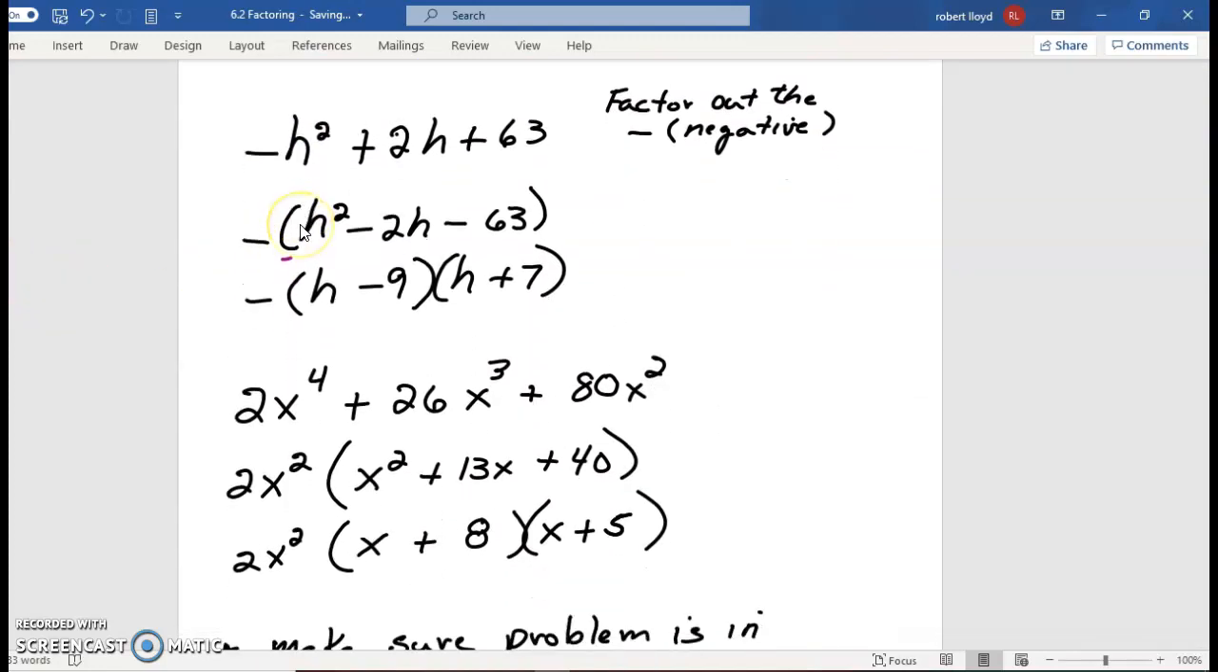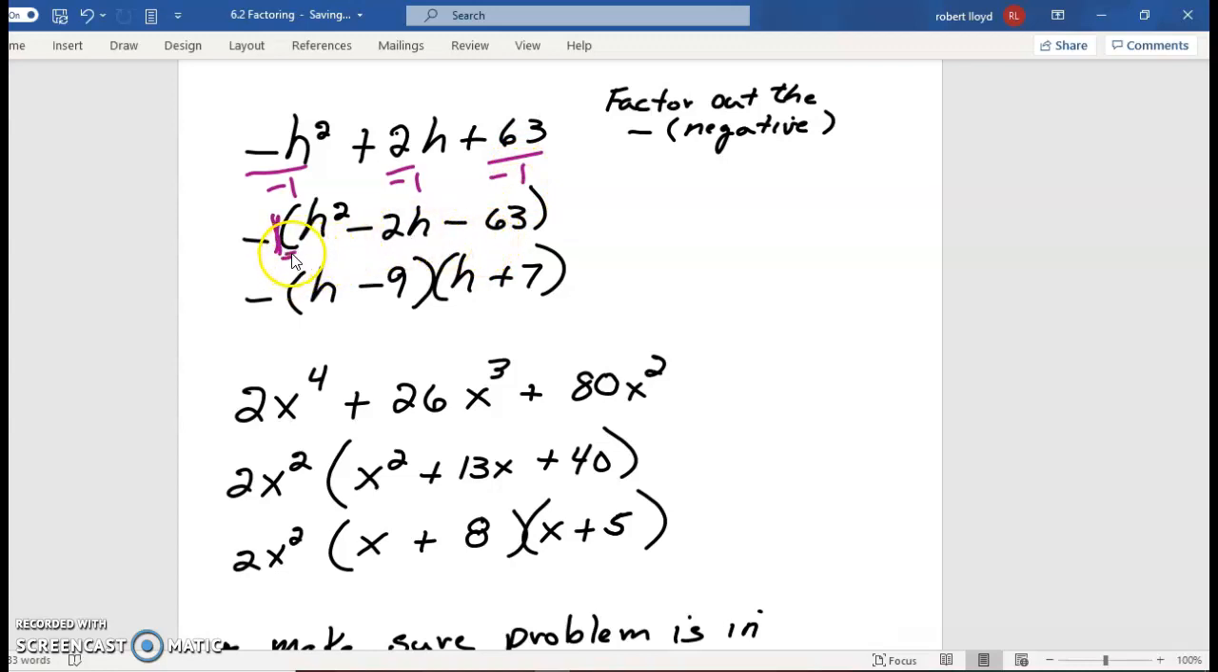If you run across one that has a negative in front of the squared term, then you're going to have to factor that negative out. Remember, this is like a negative 1 here. So when you divide each term here by negative 1, h squared is positive, the positive 2h becomes negative, and the positive 63 becomes negative.